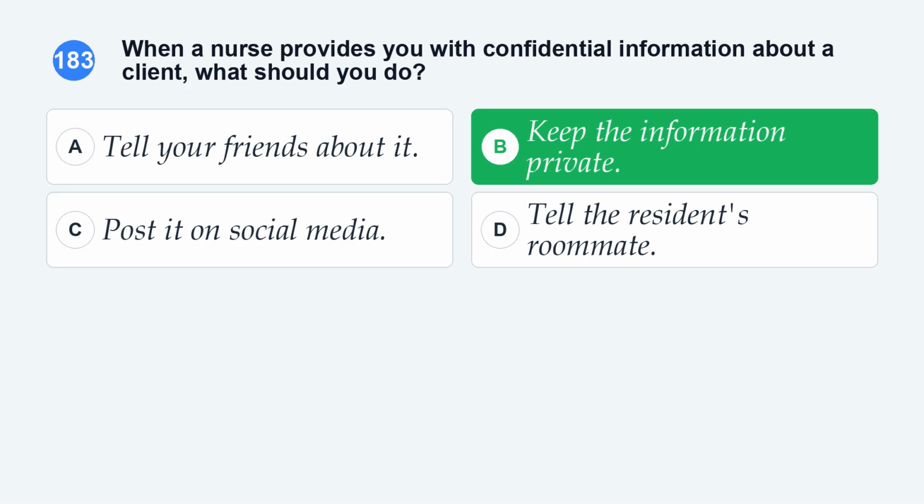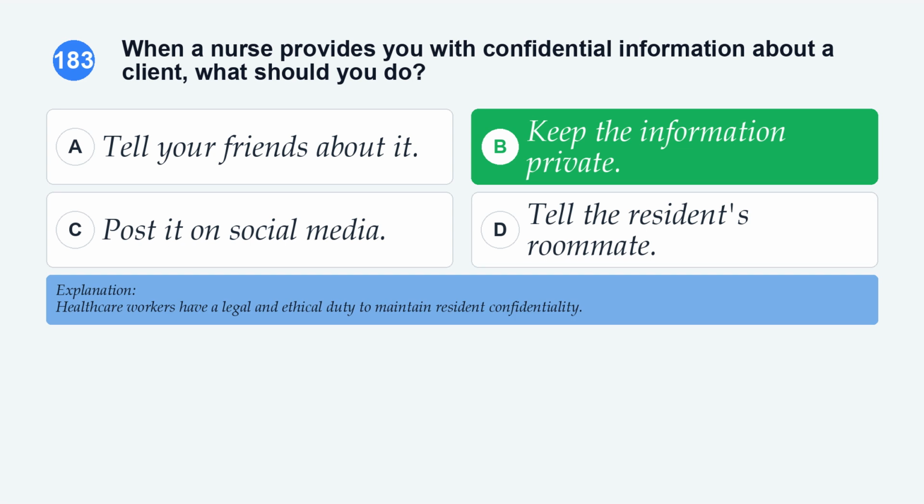The correct answer is option B. Keep the information private. Explanation. Healthcare workers have a legal and ethical duty to maintain resident confidentiality.